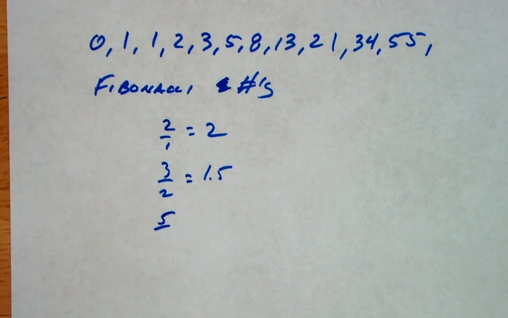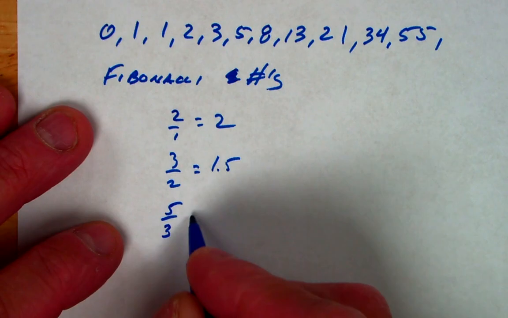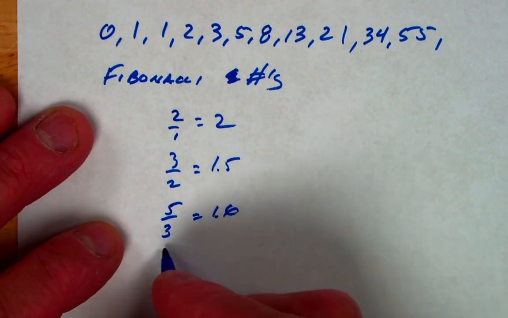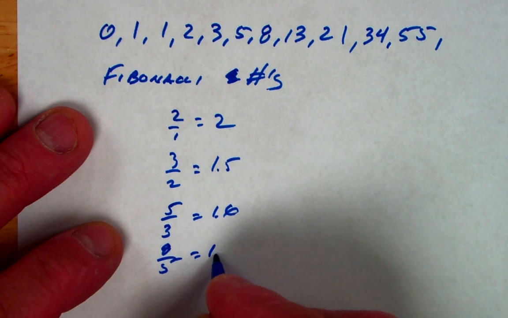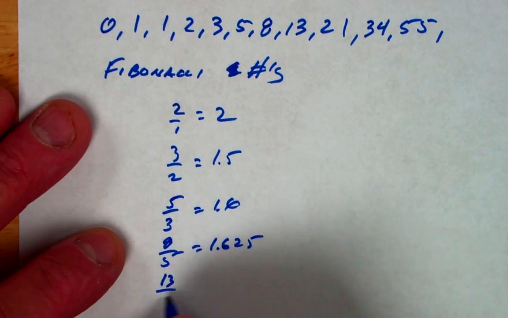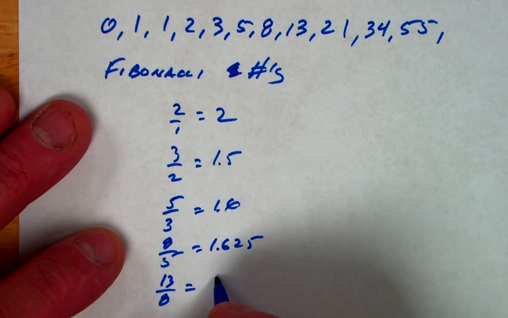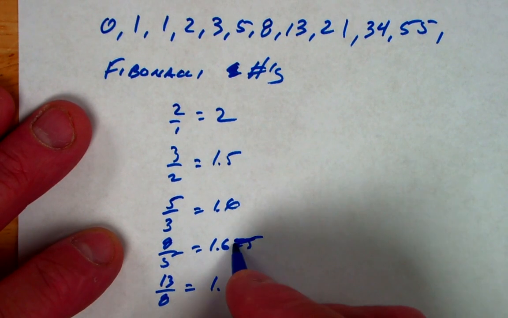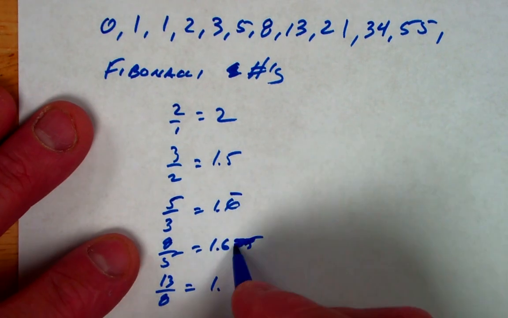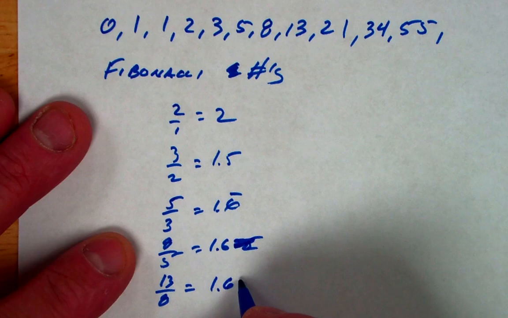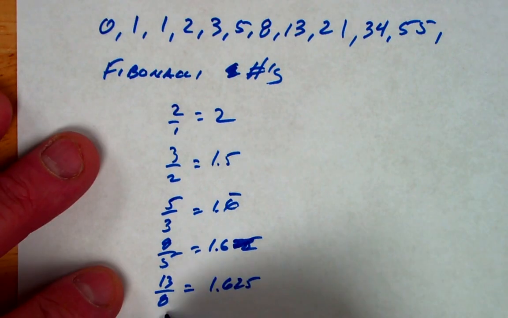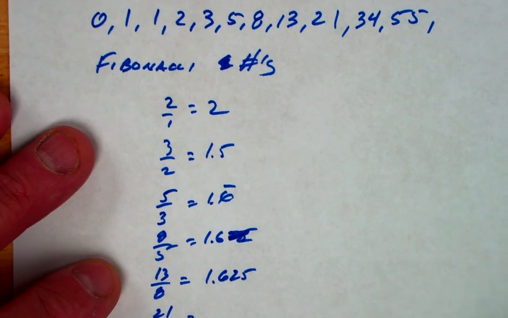Are you noticing anything? Okay. Does it seem to be what's called converging to an overall number? Yeah, it seems to be about 1.6. So if I go 5 divided by 3, I get 1.6 exactly. If I go 8 divided by 5, I get 1.625. If I do 13 divided by 8, it gives me 1.6 repeating. Oh, no, this is 1.6 repeating, and this is 1.625, right? And then 21 over 13, what is that one?